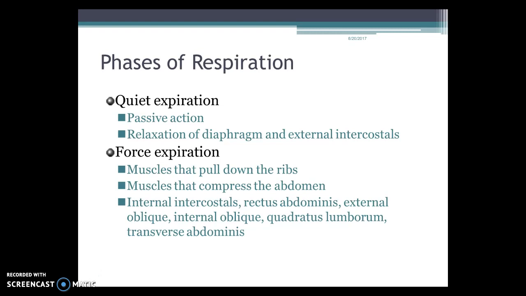Forced expiration, now you're looking at muscles that pull down the ribs. Okay, inspiration was muscles that pull up the ribs. So these are going to be muscles that pull down the ribs as well as compress the abdomen. So you're looking at your intercostals, rectus abdominis, your obliques, quadratus lumborum, and your transverse abdominis.